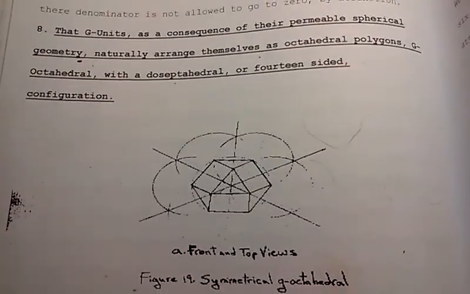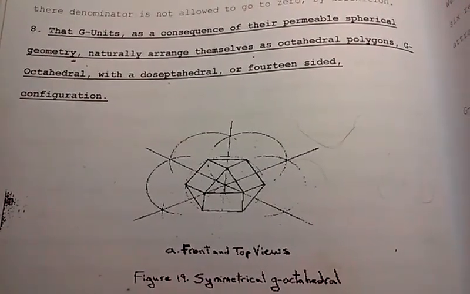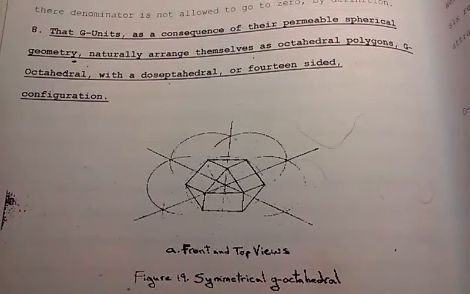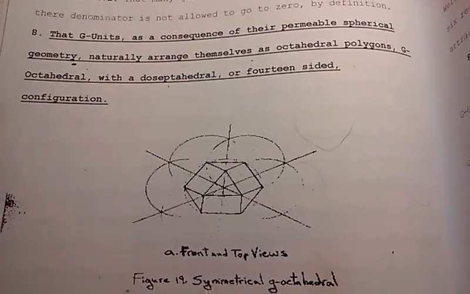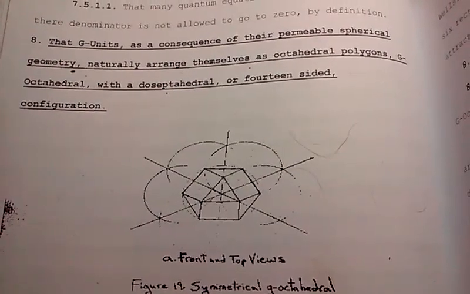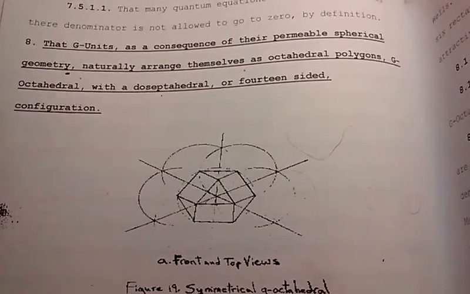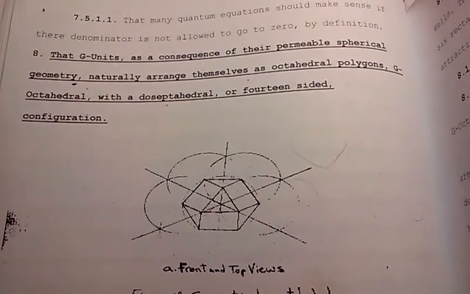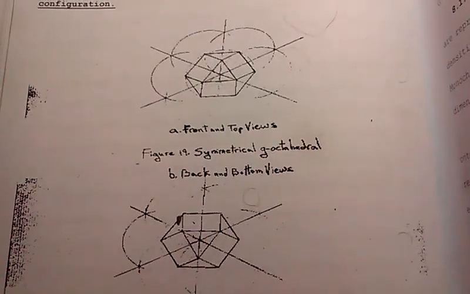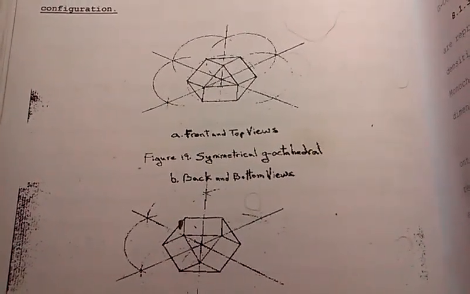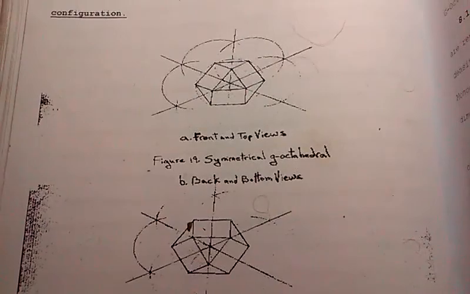In my last video, I was talking about the symmetrical gravitational octahedrals, and I needed to go over that a little bit before I moved on. The gravitational units, as a consequence of their permeable spherical geometry, naturally arrange themselves as octahedral polygons, gravitational octahedrals, with a doceptahedral or 14-sided configuration. Here are the front and top views and the back and bottom views of a gravitational symmetrical octahedral.